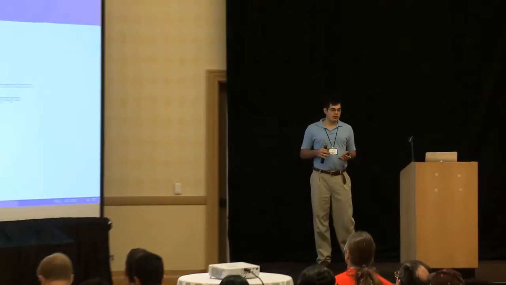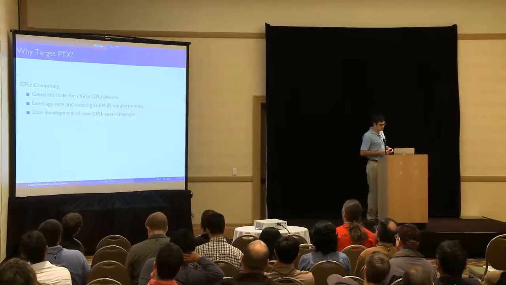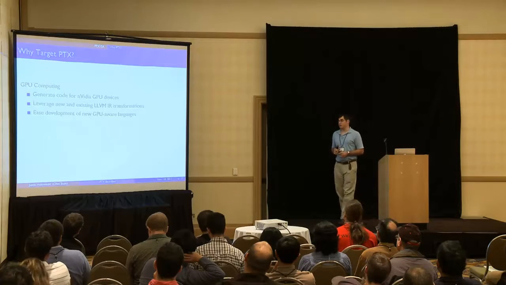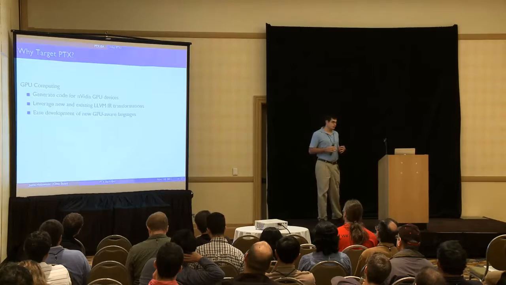So why do we care about supporting this PTX code? This will allow us to use LLVM to generate code for NVIDIA GPU architectures. So this allows us to take advantage of all of the existing optimization and analysis work within LLVM, as well as any new optimizations that we can write specifically for GPU targets. We can also use this as a way of writing new GPU-aware languages. For instance, we can write languages that compile to LLVM IR, and then we can simultaneously compile those for x86, for ARM, for PTX, for whatever ISA we actually want to target.